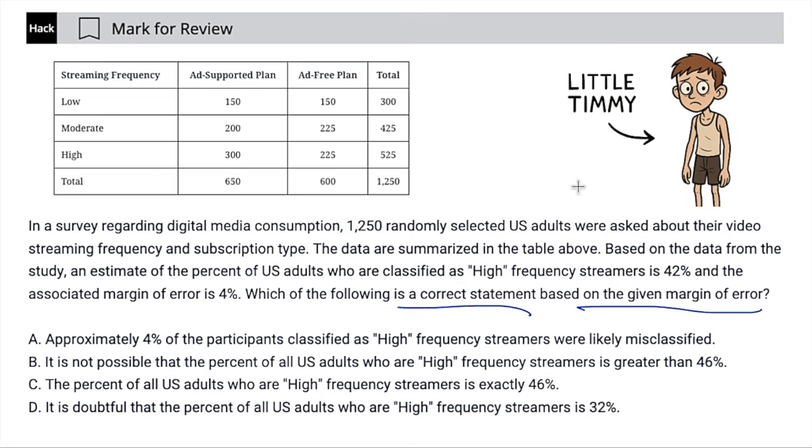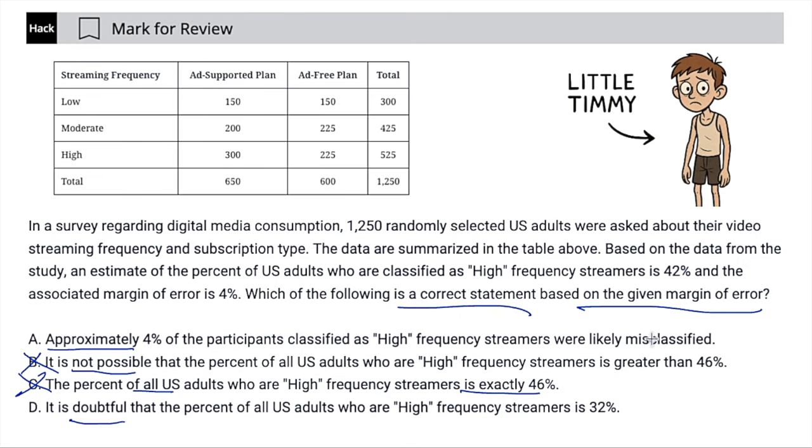So behaving like Little Timmy, we're going to completely ignore the passage and the chart here, and we're just going to eliminate any confident answers, answers that give definitive statements. So the word approximately is nice because it's sort of hedging, not being too sure of oneself. But choice B, it is not possible. That is way too confident. Little Timmy would never say that, so we're going to get rid of it. Choice C, the percent of all US adults is exactly. That is a definitive, absolute statement. Little Timmy would never be so confident to say that. And then choice D, it is doubtful. Timmy would say that. Okay, now we just have to figure out what our actual question is.